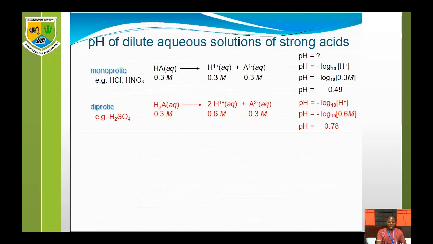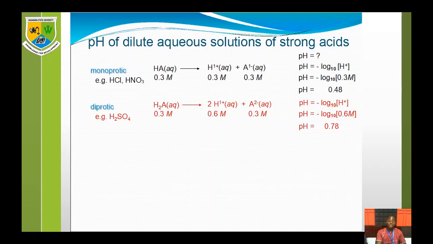So in an example where you have HA, an unknown acid, HA aqueous dissociates to give you H plus 1 and A minus 1, and the molar concentration of HA is 0.3. It means that the molar concentration of H plus will also be 0.3, and the molar concentration of A minus will also be 0.3. Why is it 0.3, 0.3, 0.3? Because in balancing the equation, the number of moles is 1.